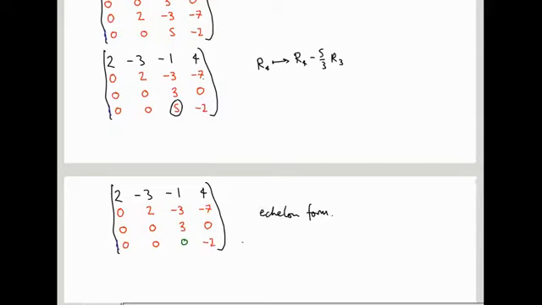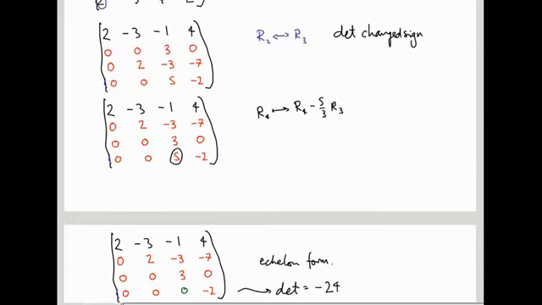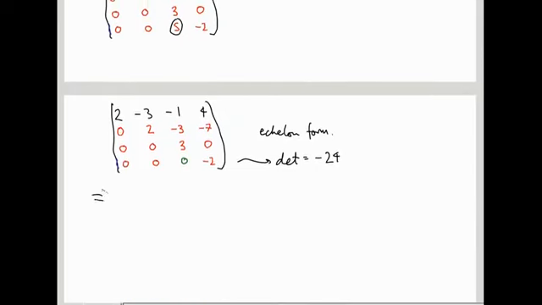So the determinant of this matrix is 2 times 2 times 3 times minus 2. Just the product of the diagonal entries, so that's minus 24. So remember, to get the determinant of B, I need to change the sign. So the determinant of B is 24.